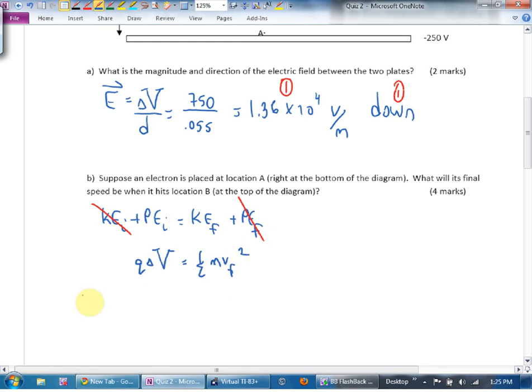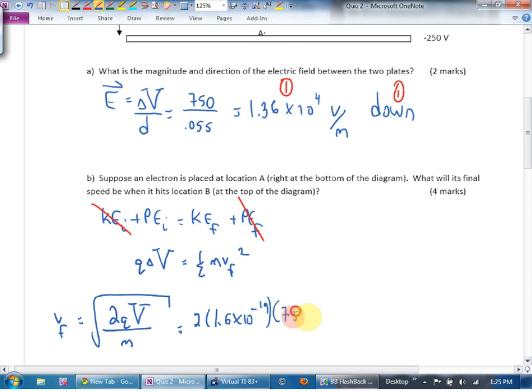The final speed is going to end up being the square root of 2qV, when I multiply the 1 half over here it's going to become a 2, divided by the mass. It's going to be 2 times 1.6 times 10 to the negative 19 times the change in voltage of 750, all divided by the mass of an electron, which is 9.11 times 10 to the negative 31.